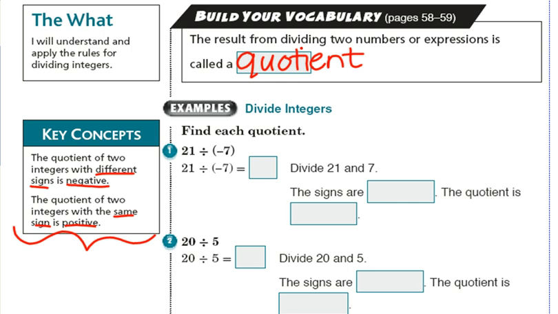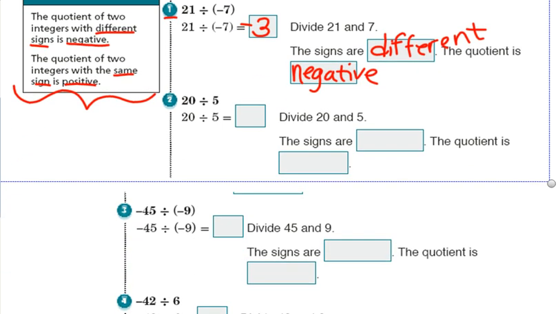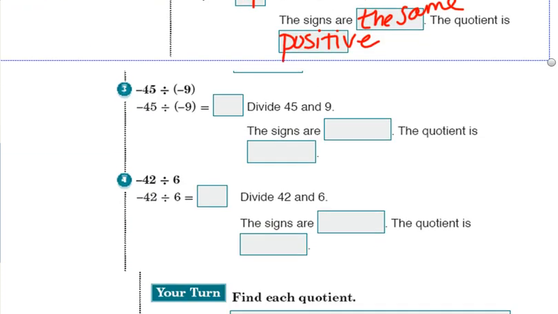Find each quotient. 21 divided by negative 7. So you divide 21 and 7 to get 3. And since the signs are different, the quotient is negative. So we'll add a negative 3 there. All right, number 2, 20 divided by 5. Divide 20 and 5, you get 4. The signs are the same. So the quotient is positive. Pretty straightforward. Same rules as multiplication.